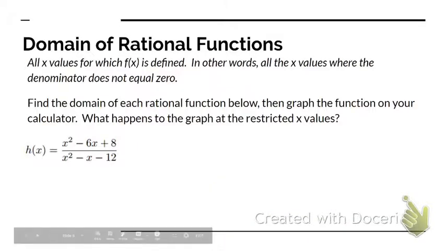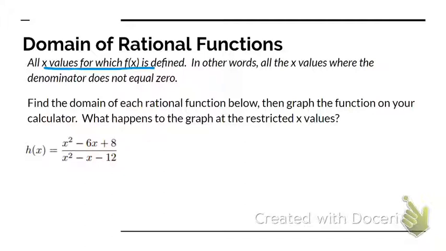So let's look at a specific example here. All x values for which f of x is defined. That is what the domain of any function would be defined as. In other words, all the x values where the denominator does not equal 0. So to find the domain, we're going to factor and then find the zeros of the denominator.